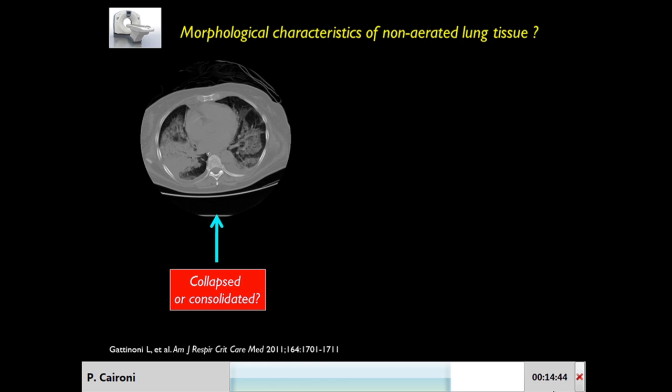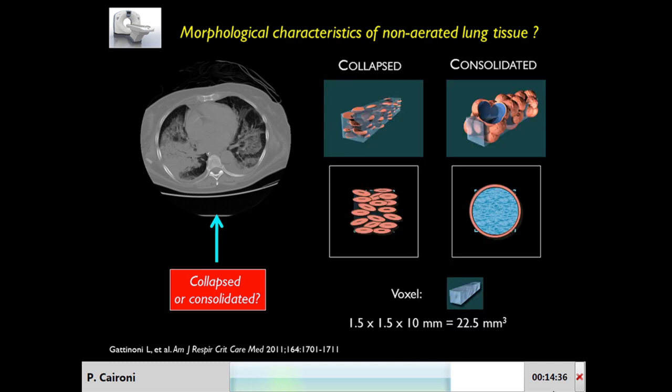When we see white stuff on the image in CT scanning, this can be related to two different phenomena. We may have, in a single white voxel, many different alveoli all collapsed, or we may have some alveoli filled with cellular debris, edema, and so on. So how can we discriminate these two conditions?